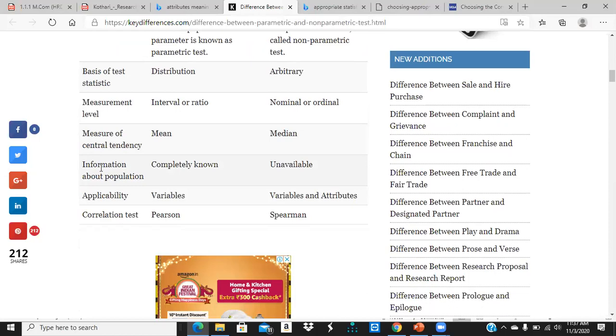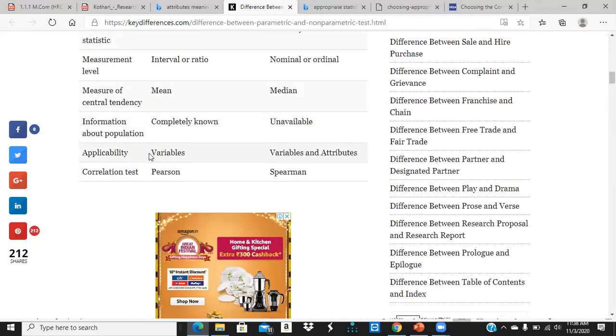And the next one is information about the population. We know exactly what the population mean is, what the population deviation is, and the size of the population. If you know all those details about the population, then you can go for a parametric test. If the details are not available, then we have to go for a non-parametric test. And applicability: it is applicable only for variables, but non-parametric is applicable both for variables and attributes. Variables means in the form of numbers, and attributes means you are assigning numbers just for namesake.